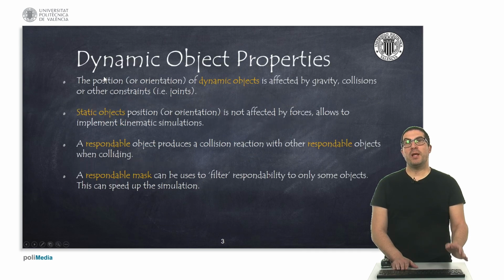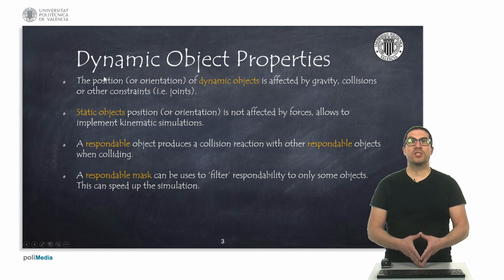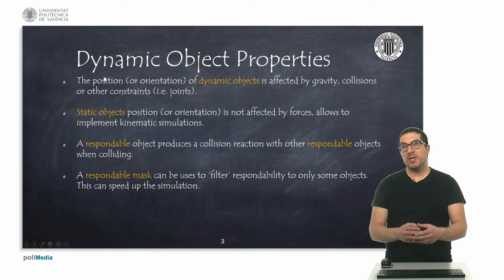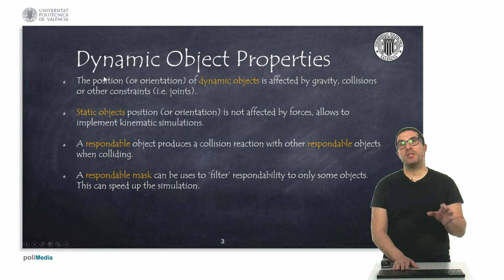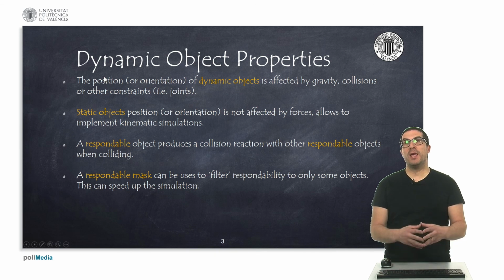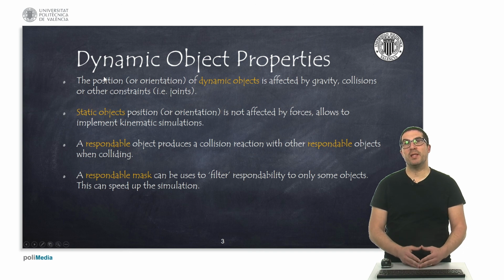So objects can be dynamic or static. A dynamic object is affected by forces such as gravity, collisions between objects, and other restrictions such as joints, as we will see. On the contrary, a static object can modify its position or orientation only if we modify it manually or by code, by programming. They do not depend on these forces, so they basically allow us to implement purely kinematic simulations, which are easier to understand.